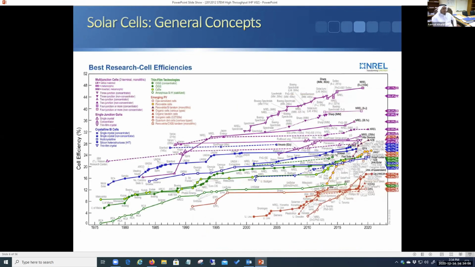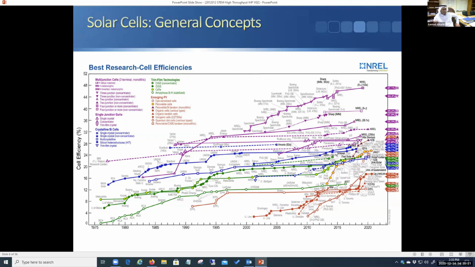This is the famous NREL table for the solar cell technologies and their efficiencies. Currently, if you go to the market, it's dominated by silicon. And silicon reached 24% by Martin Green and his team at UNSW in the 1990s. But it didn't improve that much since then.